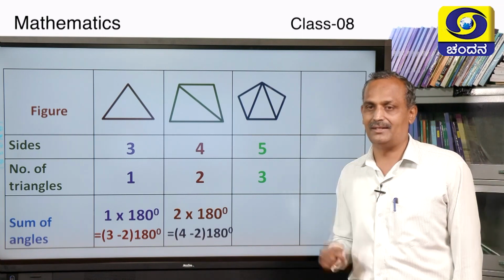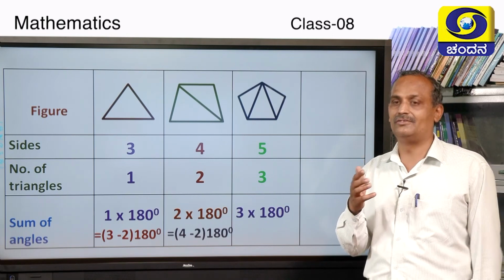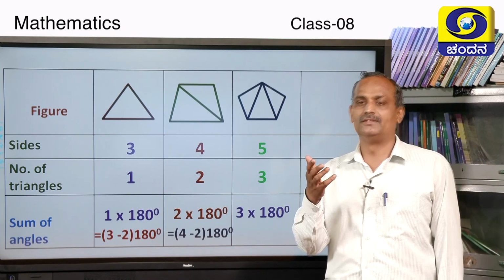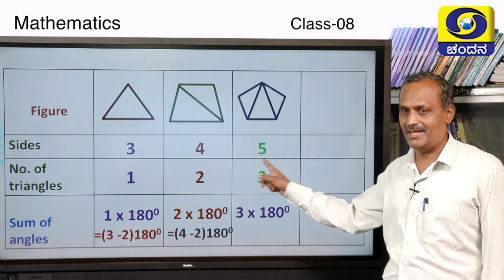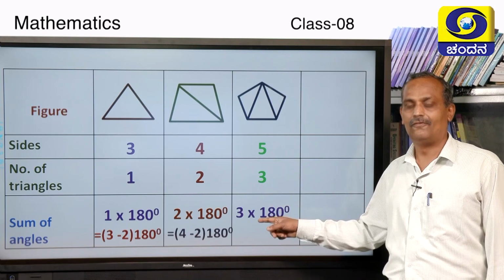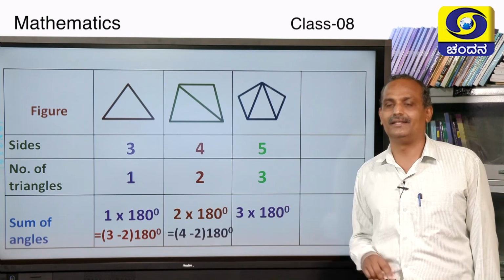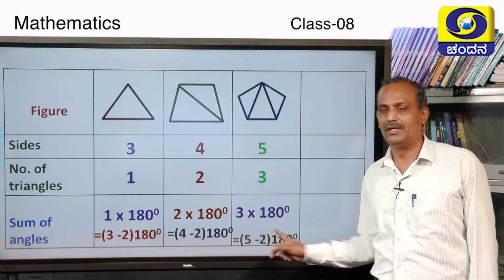There are 3 triangles, 3 into 180. Is it right? There are 3 triangles, there are 3 times the sum of 3 angles of a triangle. How can you write 3? Since there are 5 sides here, 3 can be written in terms of 5 as (5 minus 2) into 180. Is it right? I can write 3 as (5 minus 2) into 180.